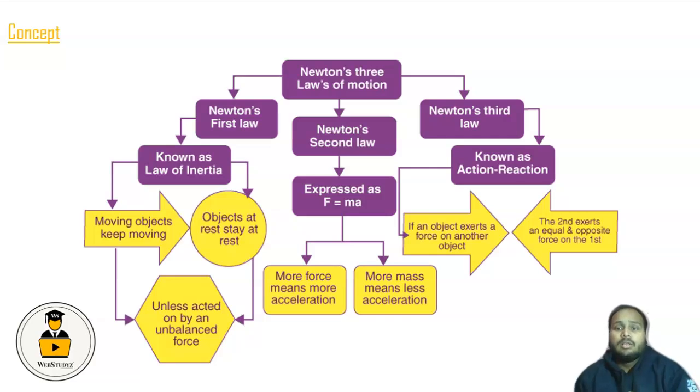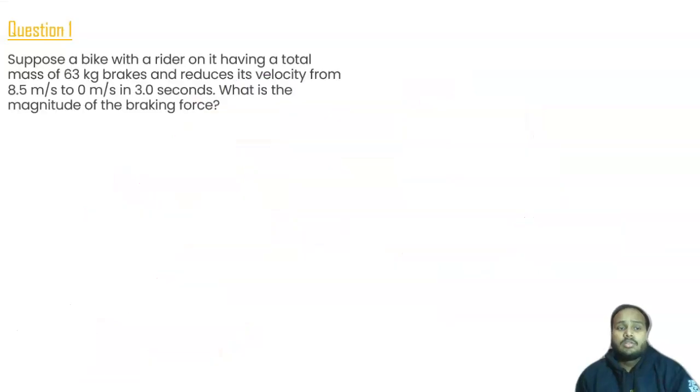Fine. Now, the third law of motion. It says that to every action there is an equal and opposite reaction, and it is known as action-reaction. So, if an object exerts a force on another object, the second exerts an equal and opposite force on the first. So, only this much was there in the concept part, and now we need to solve problems.